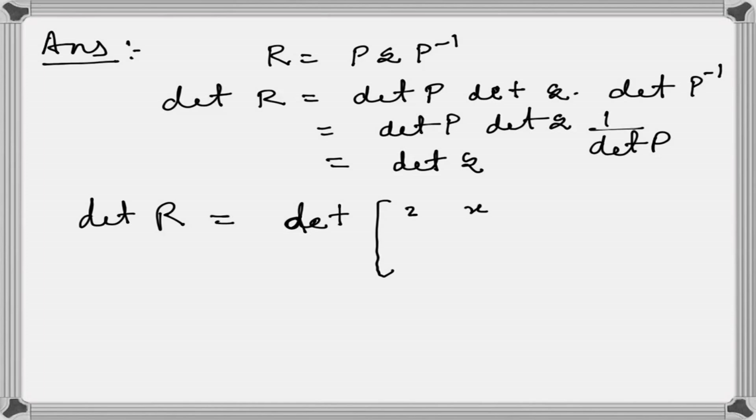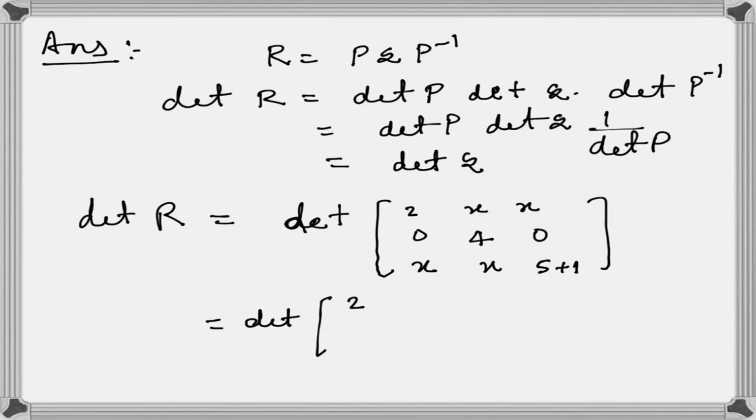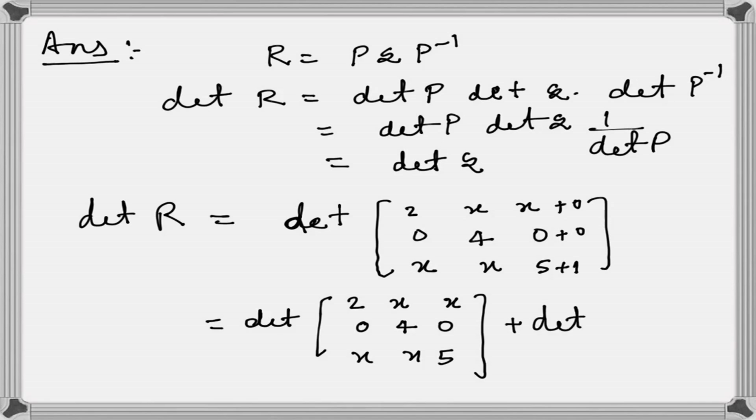Let me write it: 2x, x, 0; 4, 0, x; x, x, 6. I'll break 6 as 5 plus 1. Then I can break the determinant into two determinants. Here I can write the 0 as 0 plus 0. So it is the determinant of 2x, x, 0; 4, 0, x; x, x, 5, plus the determinant of 2, 0, x; x, 4, x; 0, 0, 1.